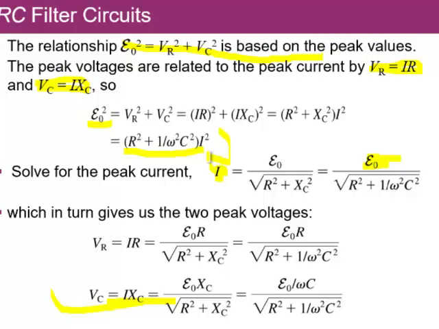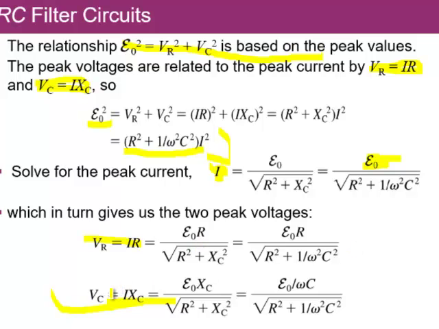If you solve this equation for I, you'll get E naught over the square root of R squared plus XC squared. And then, now that you know the current, if you want to know the voltage across, say, the resistor, you multiply the current by the resistance, and you get this. So here's the expression of the current. You multiply by the resistance, and you get this.